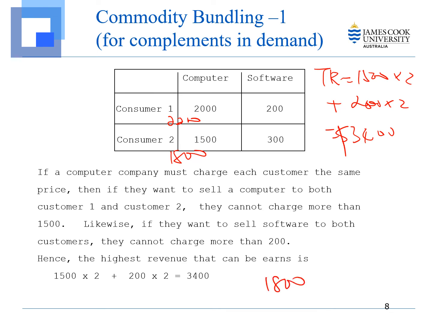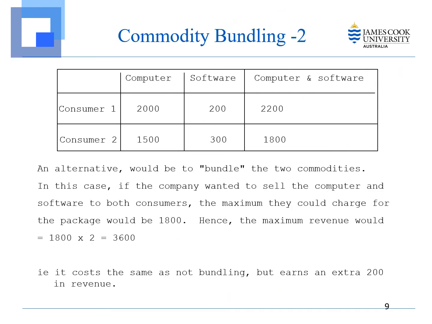And I can still sell to both consumer 1 and consumer 2. So total revenue in this case will be 1,800 times 2. So it's 3,600. And clearly we can see that this is bigger than 3,400 of total revenue when we do not bundle these two goods. All right, so that's commodity bundling for the complementary products.